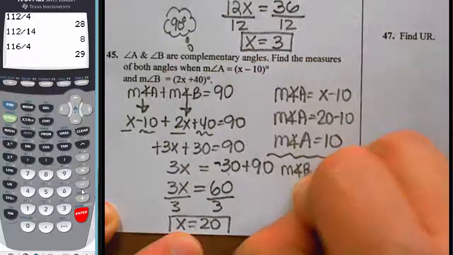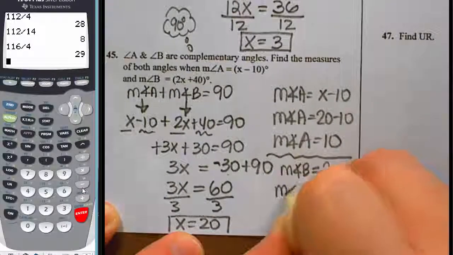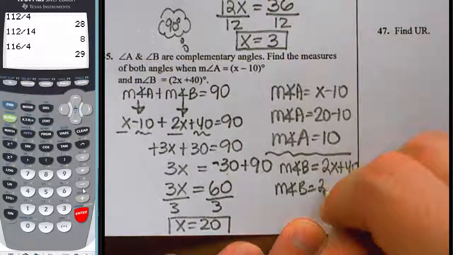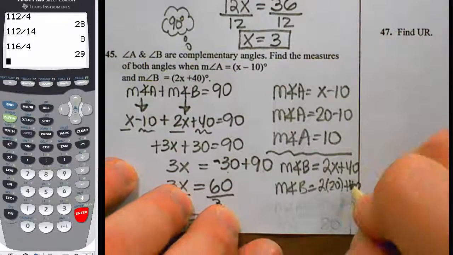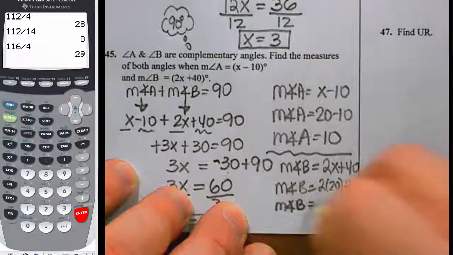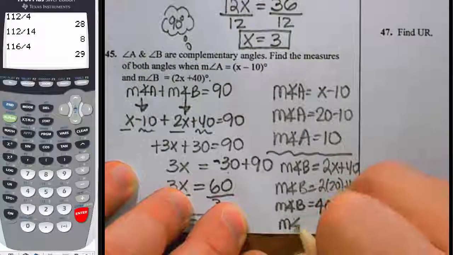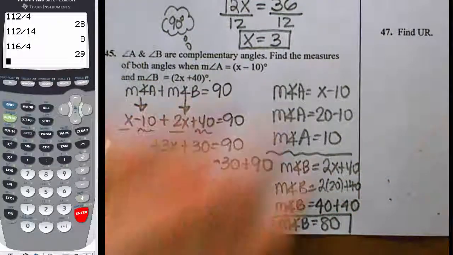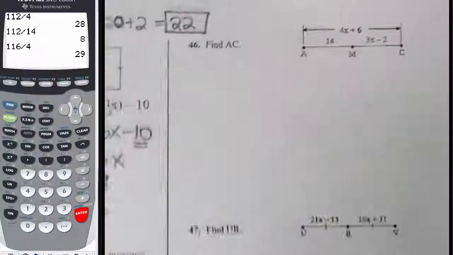For angle B, I'm going to copy the equation. So this would be 2x plus 40. But instead of x, we're going to replace it with 20. So it would be 2 times 20, which is 40, plus 40. The angle B, then, would be 80. Okay, very well. Let's go on to the next problem, problem number 46.